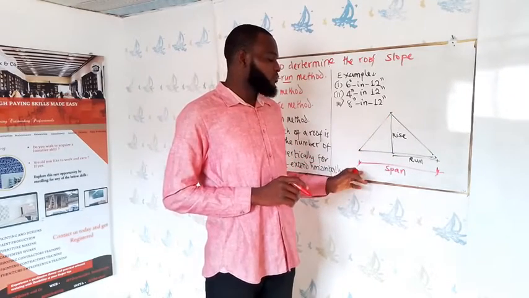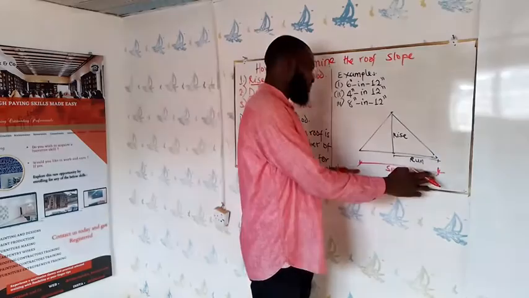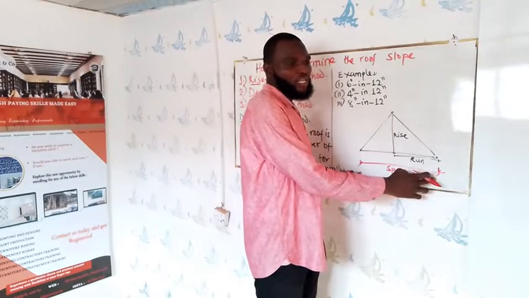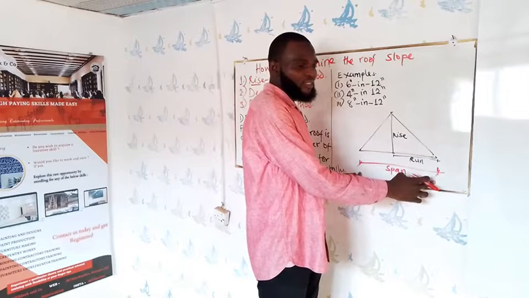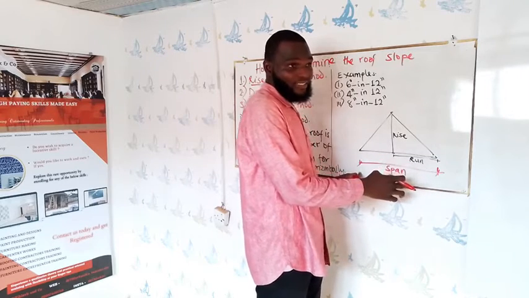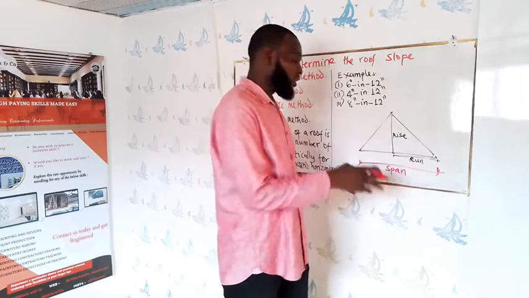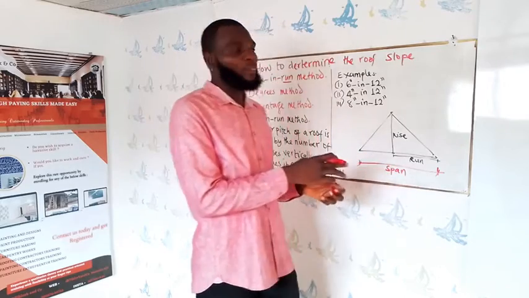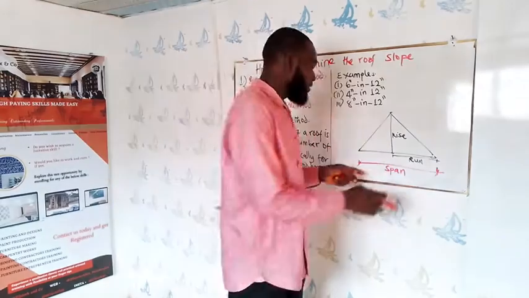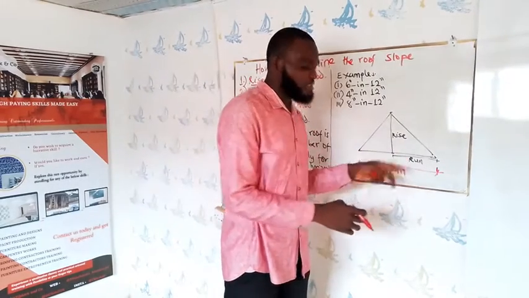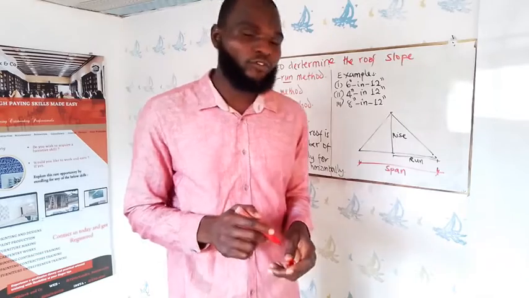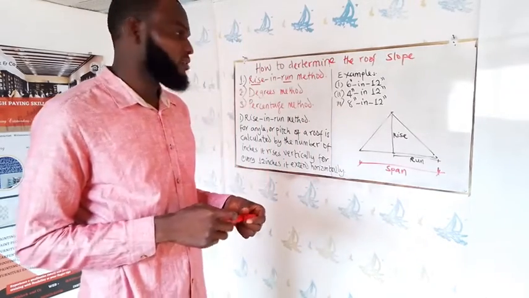Why the half of the span? You know, the smaller part of the building is known as the short span. We have the short span and the long span. We are referring to the short span because that's where we have to start our roof from. So the span is this. Half of the span is what is regarded as the run.